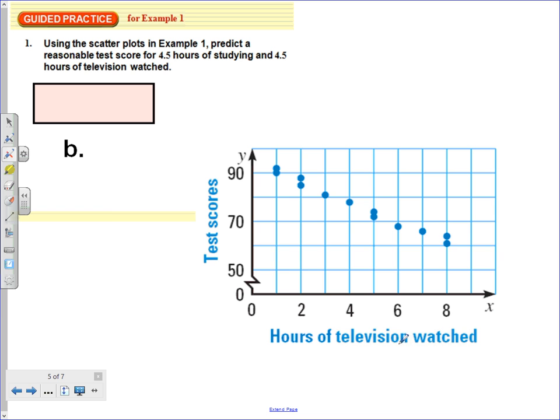Using this graph of hours of television watched, again, let's try and make my line. I want about half the points above and half the points below in my line. I'm going to go about right there. Again, here's my 0.5, so 4.5 would be here. Up here, it looks like it's a little higher, so maybe 76 would be our score. So that's what you do. You make your line that best represents your data and interpret it just like you would any other graph.